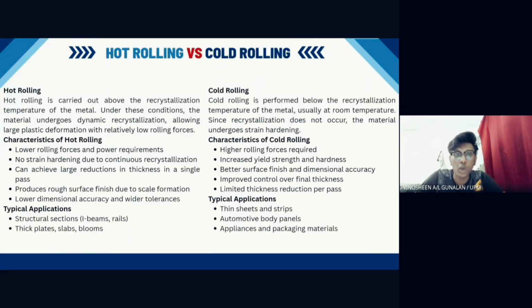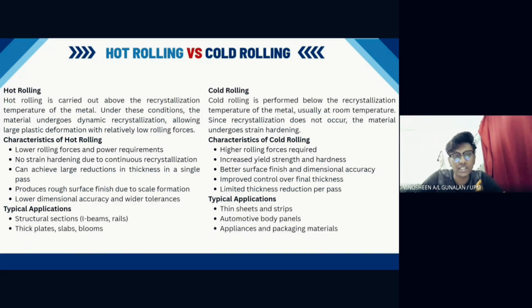Now let's compare hot rolling versus cold rolling. So what is hot rolling? Hot rolling is carried out above the recrystallization temperature of the metal. Under these conditions, the material undergoes dynamic recrystallization, allowing large plastic deformation with relatively low rolling forces.